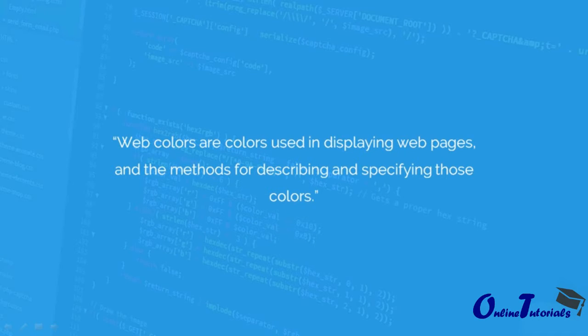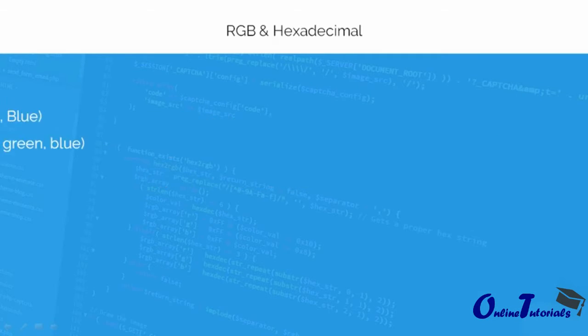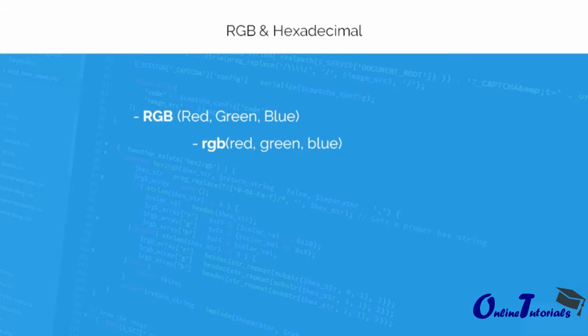If you choose a good color combination, then users would not be distracted and they are more likely to stay on your web page. Computer screens display colors by combining red, green and blue. In web, color can be specified in RGB and hexadecimal format. With HTML, RGB color values can be specified using this formula: RGB(red, green, blue). Each parameter, red, green and blue, defines the intensity of the color between 0 and 255. RGB values can also be specified using hexadecimal color values.